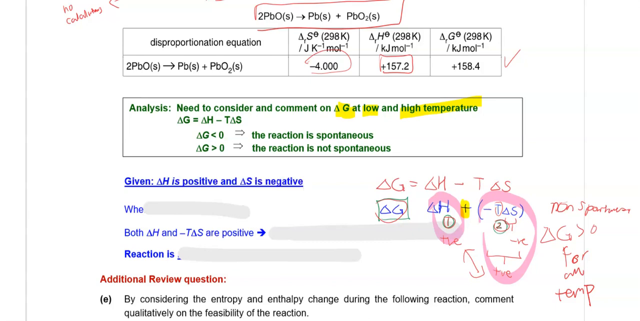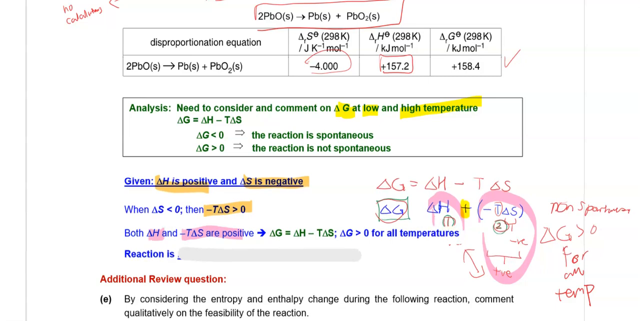Take a look at how we present answers. State first the sign of delta H and the sign of delta S. Explain the effect on negative T delta S. So if both of them are positive, delta G will be more than 0 for all temperatures, and therefore the reaction is going to be non-spontaneous at all temperature. With that, we are done with all the questions in question 4.